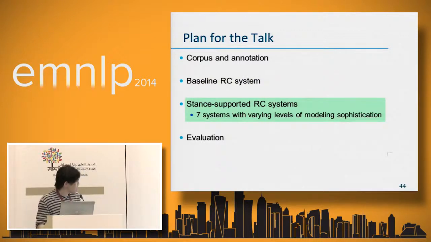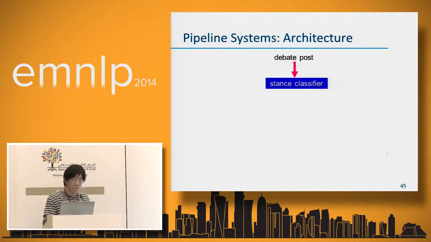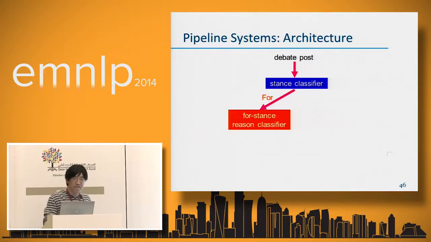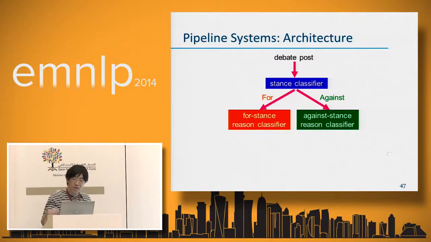Okay, now let's take a look at our stance-supported reason classification systems. In particular, we have 7 systems that differ with respect to the levels of modeling sophistication. Let's start with pipeline systems. In pipeline systems, we use a stance classifier to identify the stance of a post, which can be for or against. After identifying the stance, if the post is classified as for, we then use the for-stance reason classifier to label each of its sentences with the reasons. If the post is labeled as against by the stance classifier, then we use the against-stance reason classifier to label each of its sentences.